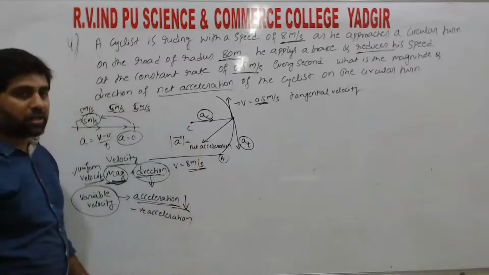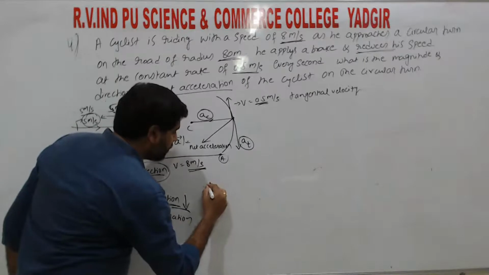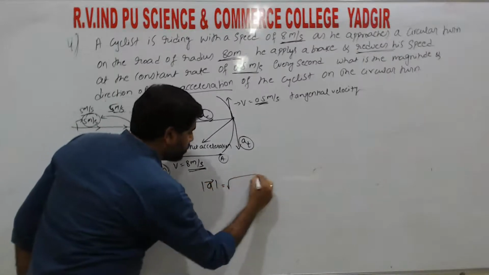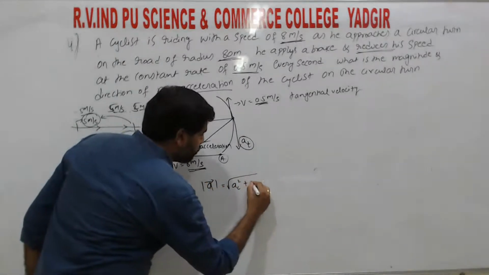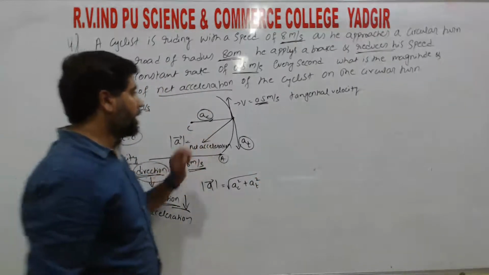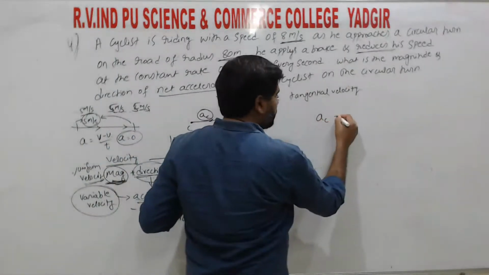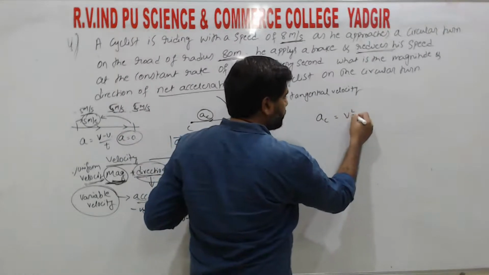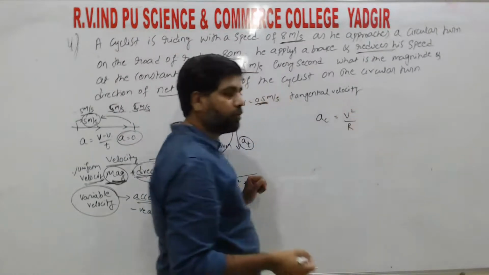Magnitude of net acceleration, right? So the magnitude of the net acceleration is equal to the square root of ac square plus at square, right? Now ac, we have the formula, right? ac is equal to v square divided by r.